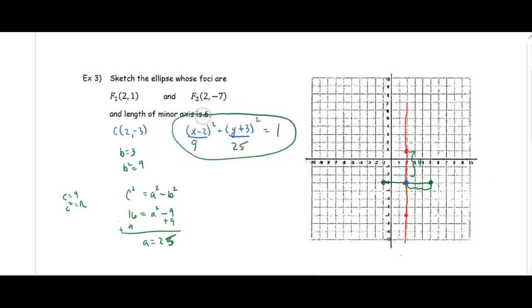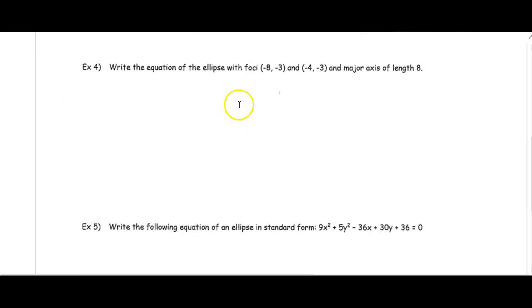And that would be the equation of the ellipse with the foci at (2, 1), (2, negative 7), and a minor axis of 6. Let's look at example 4.